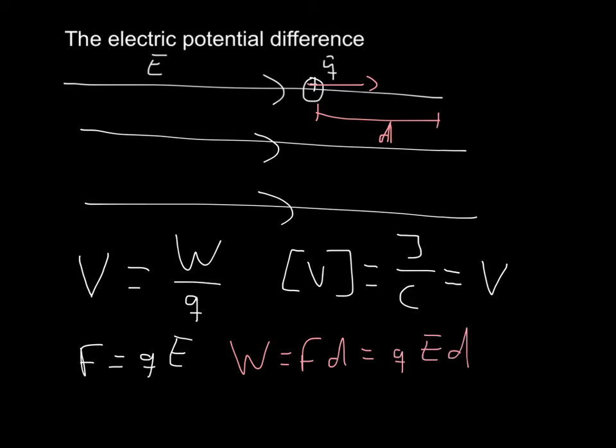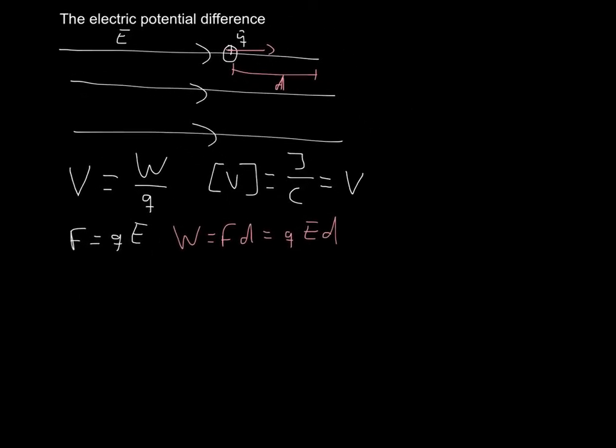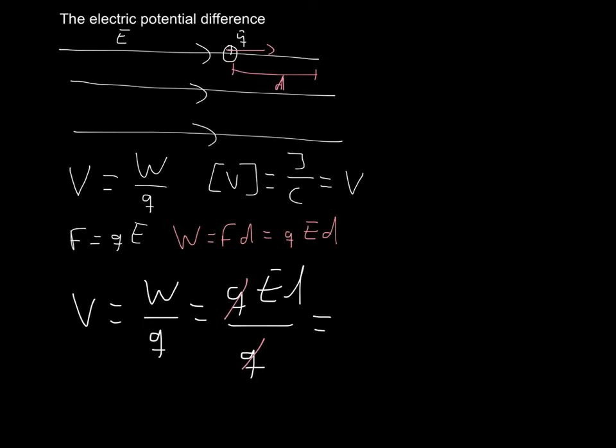Good. So what's going to be the potential difference? Well, the potential difference, remember, is the work per unit charge. So the potential difference V is going to be the work divided by the charge, which is Q E d divided by Q. The Q cancels, and I get E times d. So in a uniform electric field, the potential difference between these 2 points is the electric field times the distance.